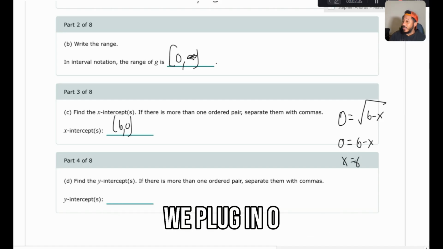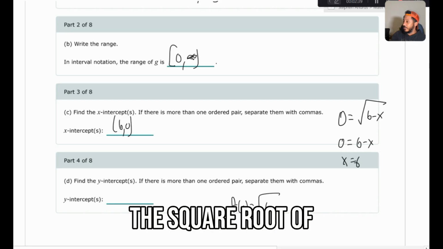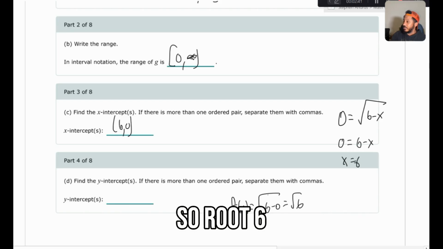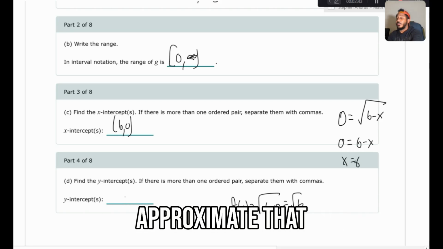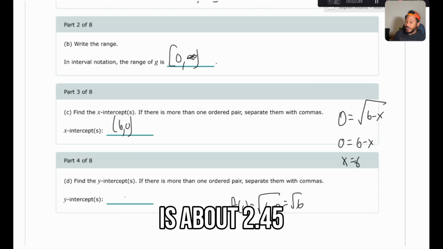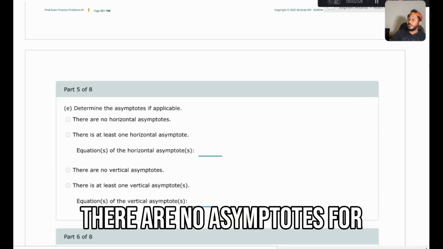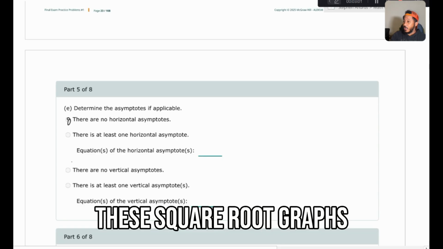To find the y-intercept, we plug in 0, right? And so f of 0 would be the square root of 6 minus 0, so root 6. Now again, using a calculator to approximate that, the square root of 6 is about 2.45, okay? So (0, 2.45) approximately. The asymptotes, there are no asymptotes for these square root graphs.